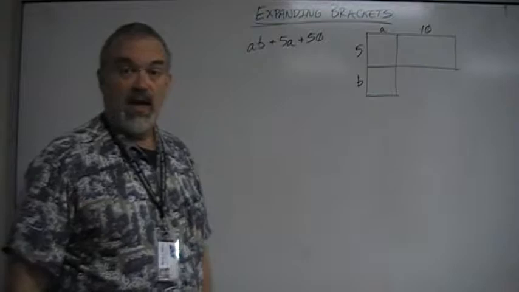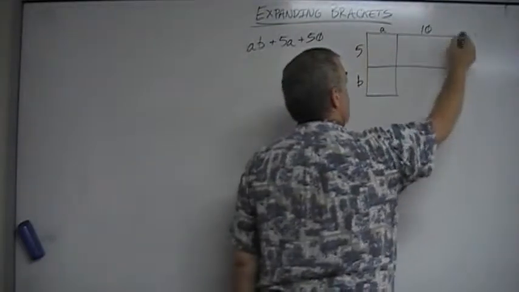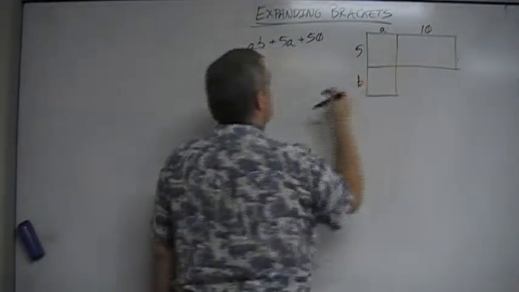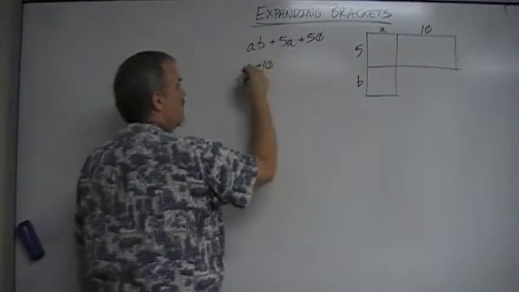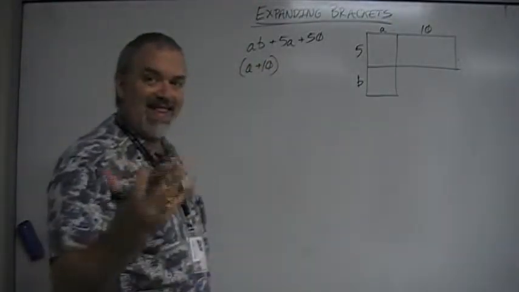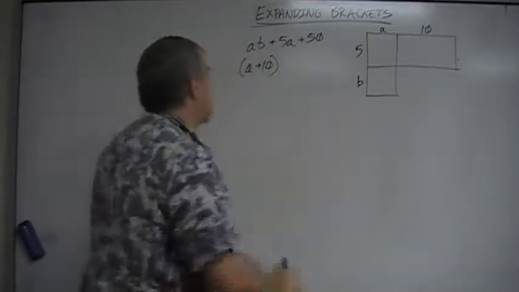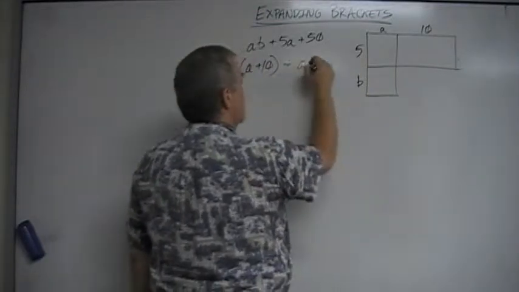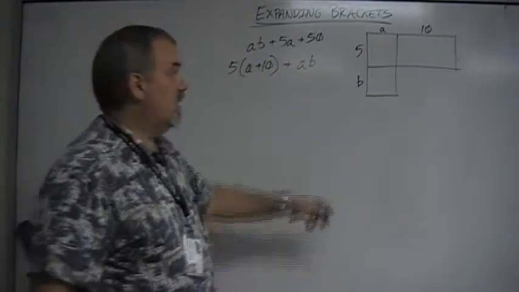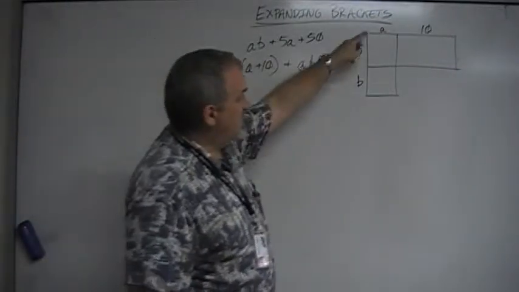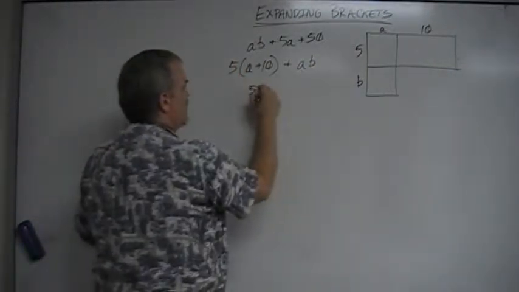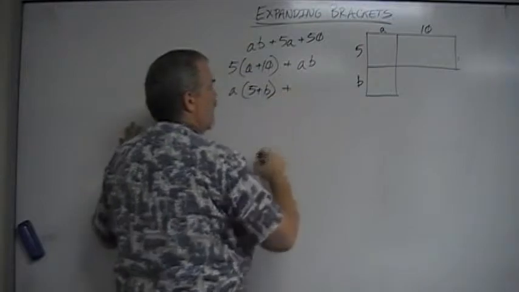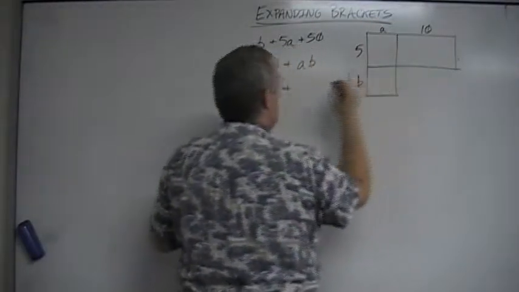Another way that we could do it is we could take this entire rectangle at one time. So we could say this full distance is what? It's A plus 10. And we're going to multiply that times 5, because that's this, plus this box that I left out, which is AB. Or we could look at this area. That means this length is 5 plus B, and we're going to multiply it by that, which is A. And then we have this rectangle here, which is 50.